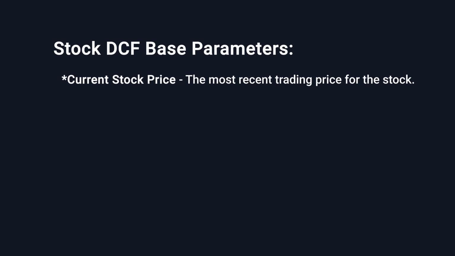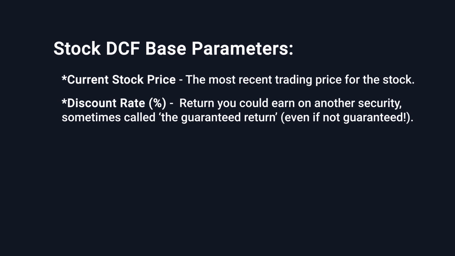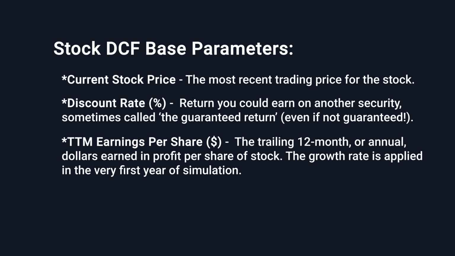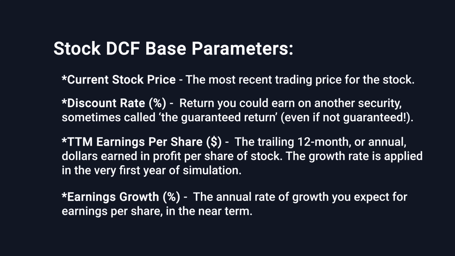Here are the inputs on a simple discounted cash flow for stocks calculator available for free on the internet. These parameters are current stock price, which is the most recent trading price for the stock; the discount rate percentage, which is the return you could earn on another security, sometimes called the guaranteed return, even if it's not guaranteed; trailing 12-month earnings per share, the trailing 12-month or annual dollars earned in profit per share of stock; the growth rate applied in the very first year of the simulation; and then earnings growth percentage, the annual rate of growth you expect for earnings per share in the near term.